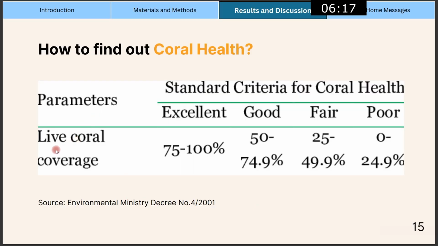Next, after we find out about the live coral coverage, we can get the coral health condition. In this table, we can see that if the live coral coverage falls under 75% to 100%, it is excellent coral health. So just now we only got about 40%, so it falls under fair coral health.